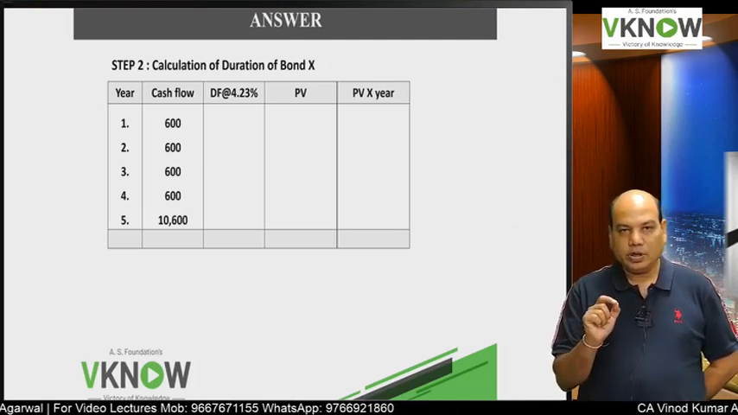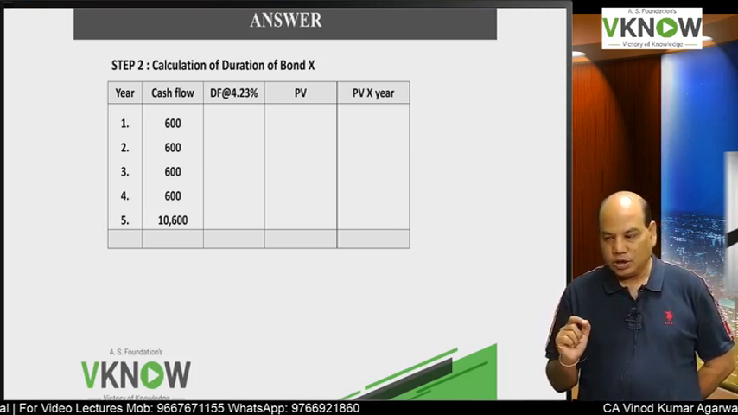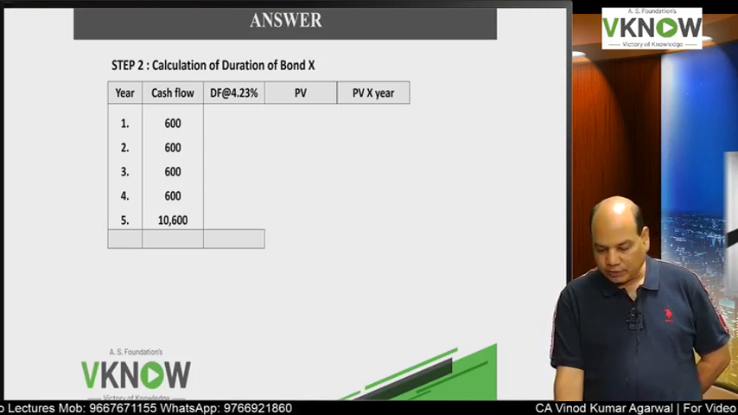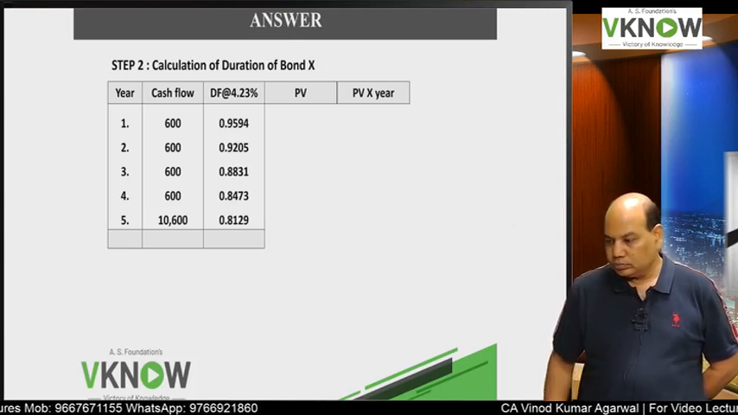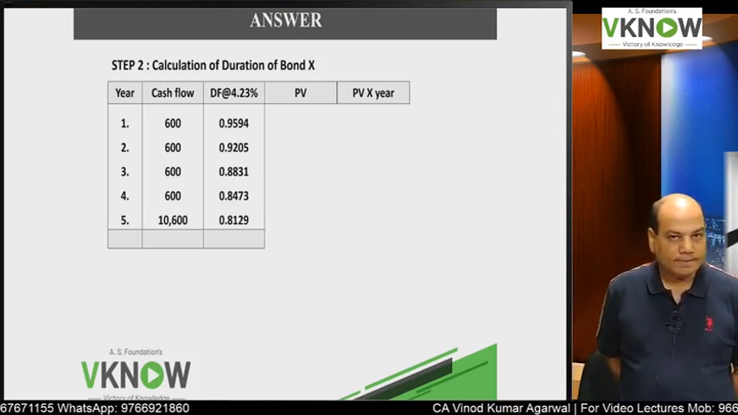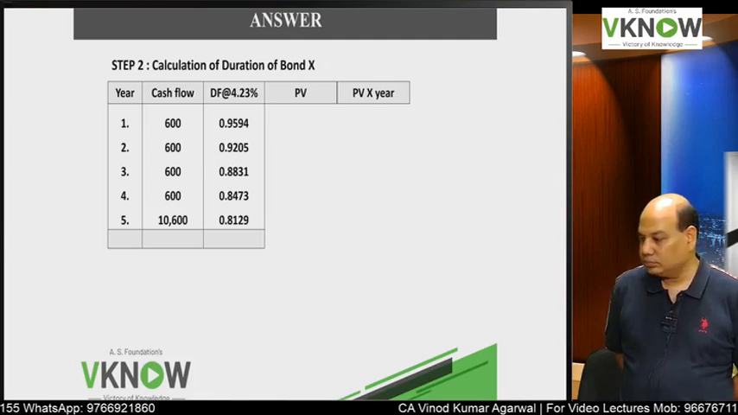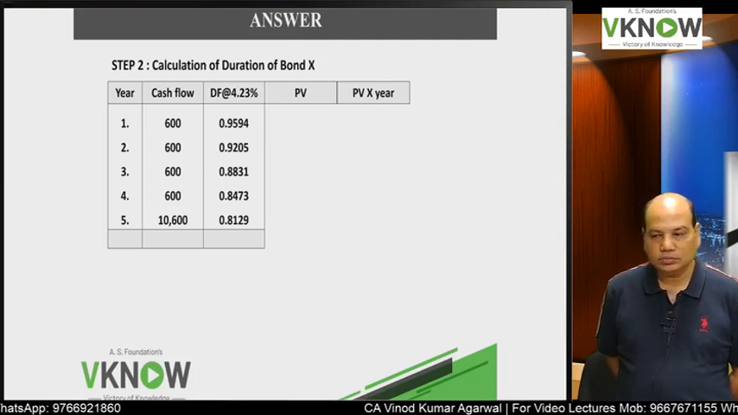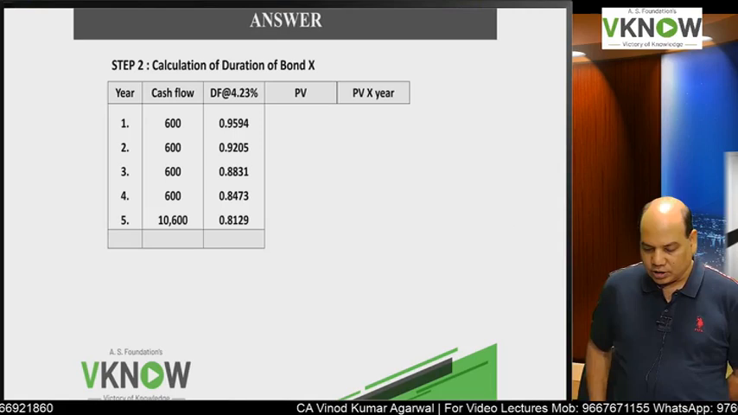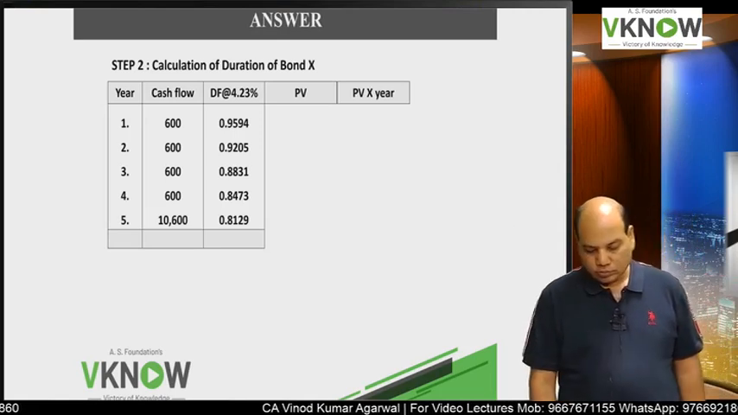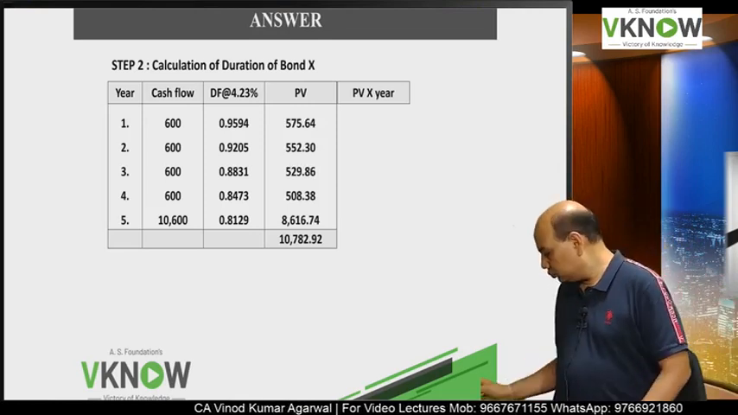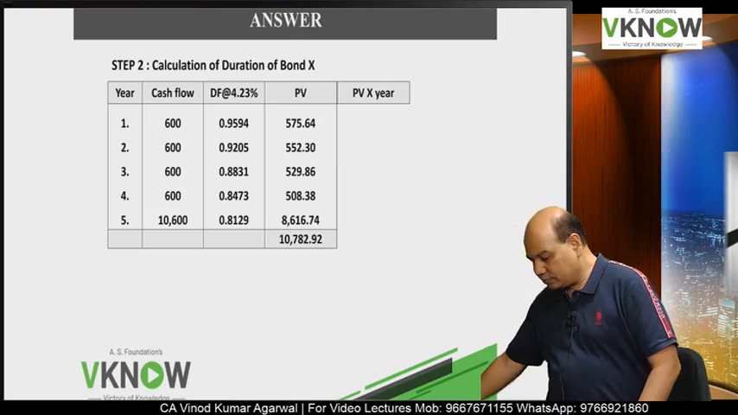1 divided by 1.0423 equal to, write the factor, and keep writing the factors. So these are the factors. Now just kindly multiply and add. Use memory plus function for faster calculation. Check the answer. How much are you getting approximately?